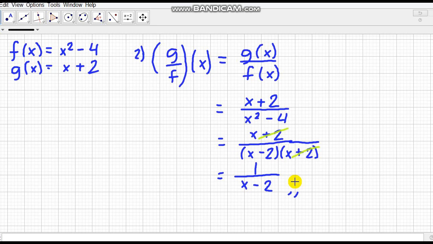Observe that it is a bit different from our previous example, which is f over g of x. So the order matters here whenever we perform operations, and the value of the function changes if the order changes as well. So that's everything for operations on functions.